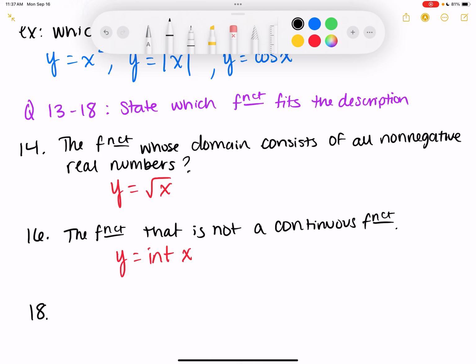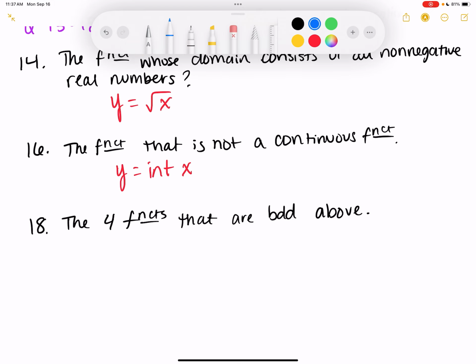Number 18, the 4 functions that are bounded. So if I ever write BDD, that means bounded above. This means that they have a max height value, like a max above value, but that doesn't necessarily mean that they have one below. They could have one below, but they don't have to. So which one? Y equals square root of x.